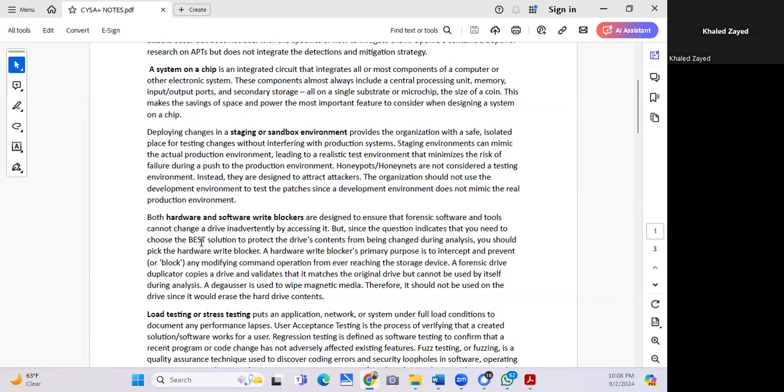Load testing or stress testing puts the application, network, or system under full load conditions to document any performance lapses. User acceptance testing is a process of verifying that a created solution or software works for a user. And regression testing is defined as software testing to confirm that a recent program or code change has not adversely affected existing features. So these are my notes for today.